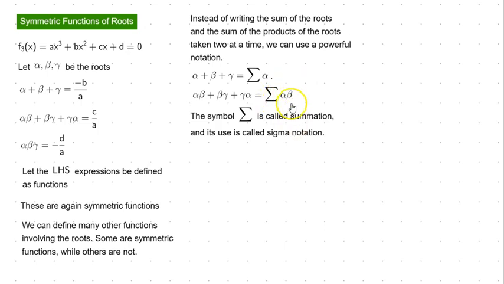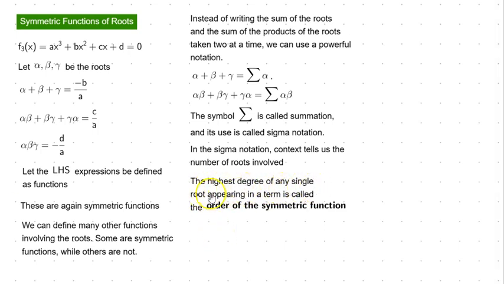Same here, we have alpha beta. So we are supposed to take two of the roots and then add the other such products, or rather the sum of the products of the roots taken two at a time. Now, in the sigma notation, context tells us the number of roots involved, because we should know when to stop. If somebody just gives us sigma alpha, we start off alpha plus beta plus gamma. So when do we stop? That is given to us by the context.